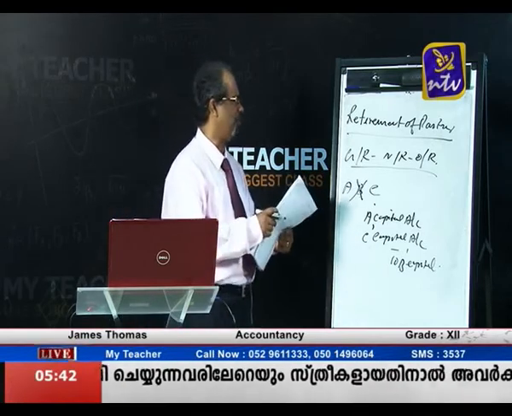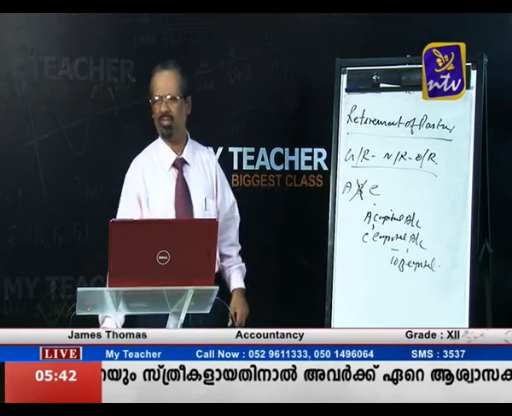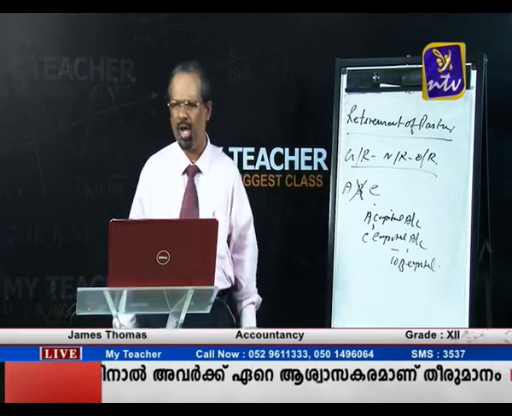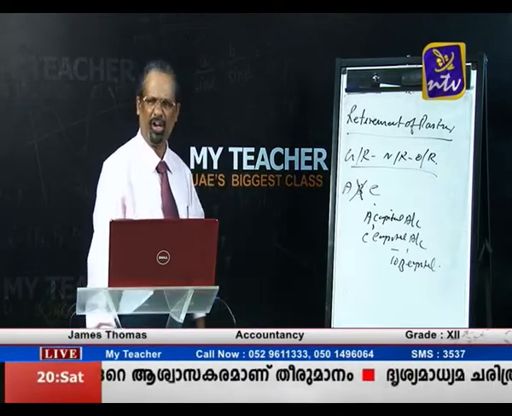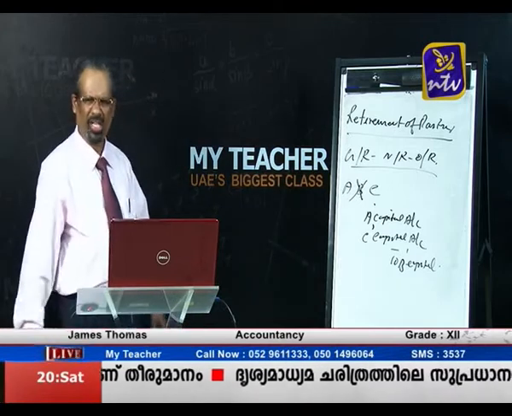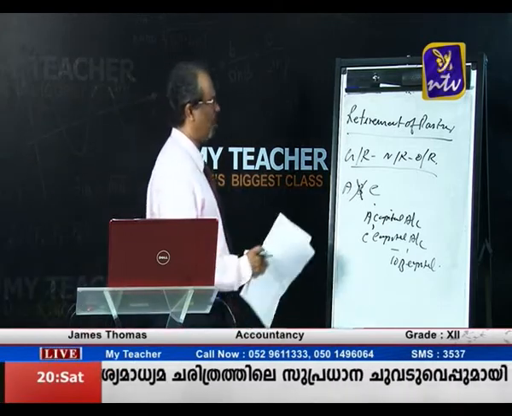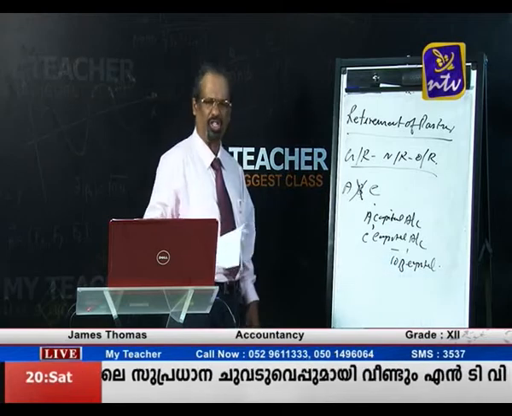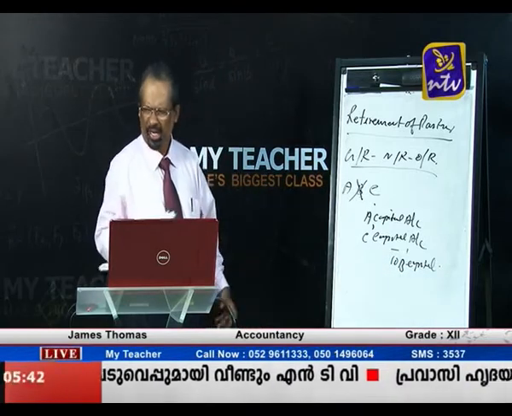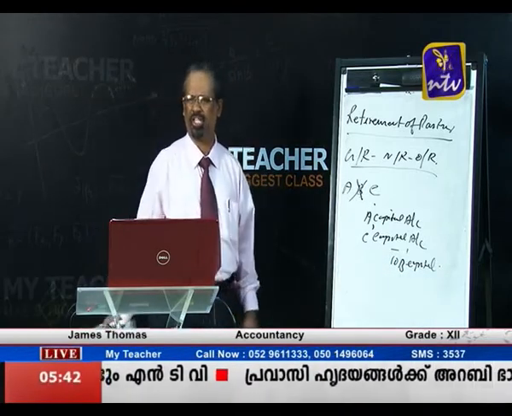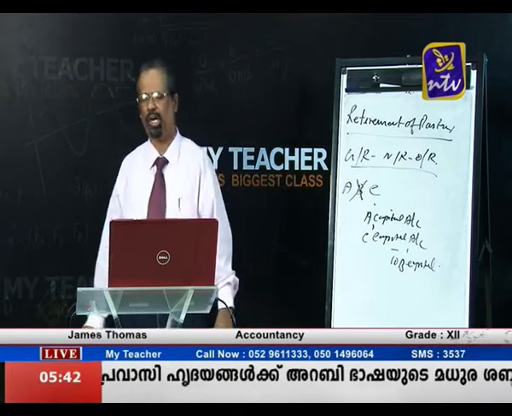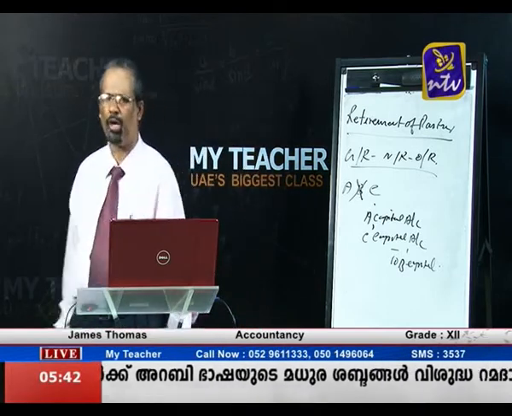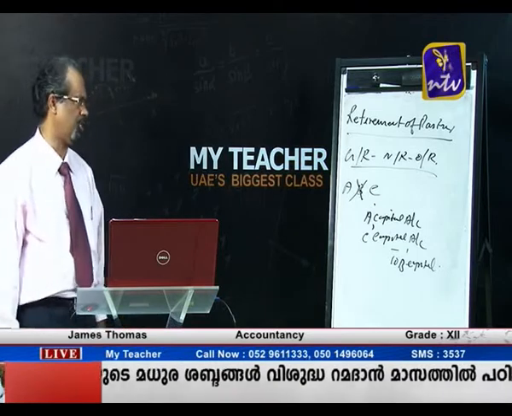So this is the second point. The first point is they want to change the ratio, and the second point is the treatment of goodwill, and the third point is, just like admission, that they want to find out the revaluation of assets and liabilities. And the next point as usual is the distribution of undistributed profit, and the last point is capital adjustments.